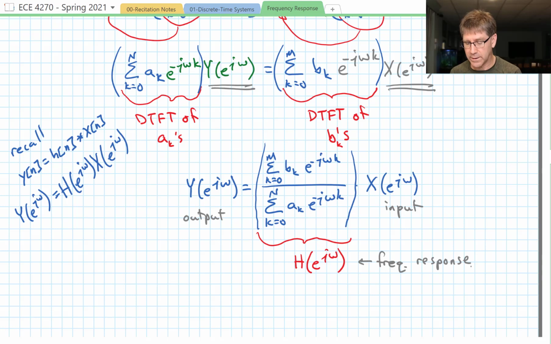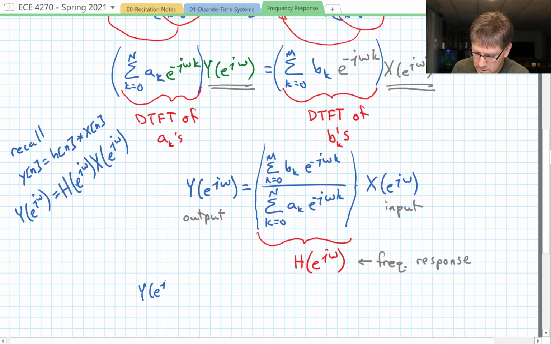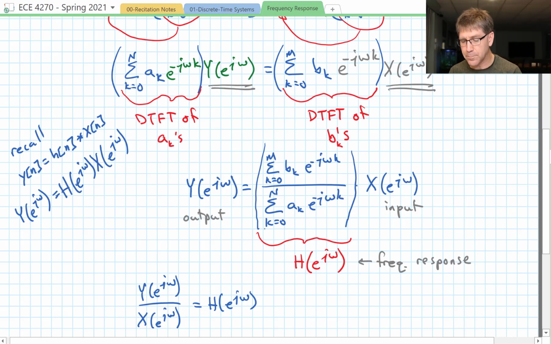Another way of writing this is to find, if you know the output and the input, you can of course get the frequency response by dividing the output by the input. So Y of e to the j omega over X of e to the j omega is equal to H of e to the j omega, which is equal to that. Now, in so thinking, don't make the mistake of putting the a's, which are associated with the y's, on top. The b's go on top and the a's go on bottom when we're finding our frequency response.